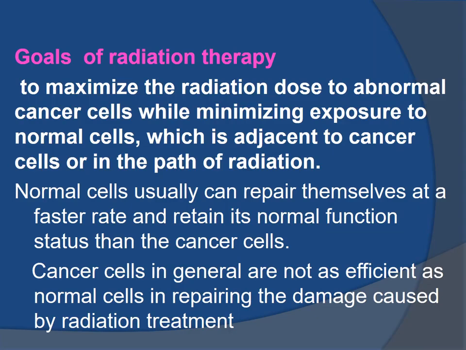Goals of radiation therapy: to maximize the radiation dose to abnormal cancer cells while minimizing exposure to normal cells, which are adjacent to cancer cells or in the path of radiation. Normal cells usually can repair themselves at a faster rate and retain their normal function better than cancer cells. Cancer cells in general are not as efficient as normal cells in repairing the damage caused by radiation treatment.